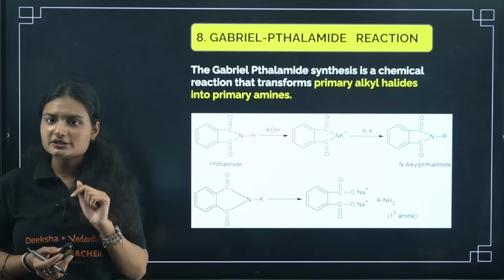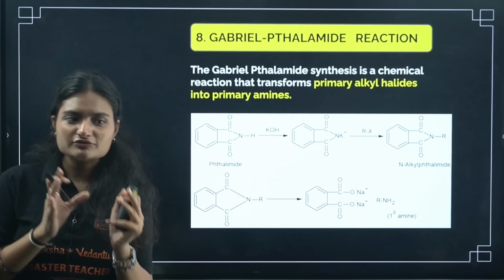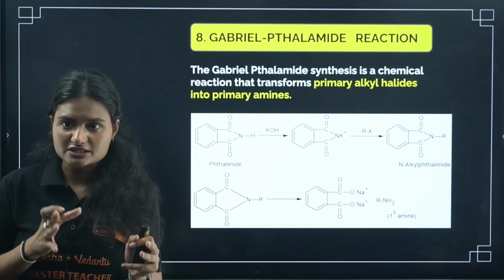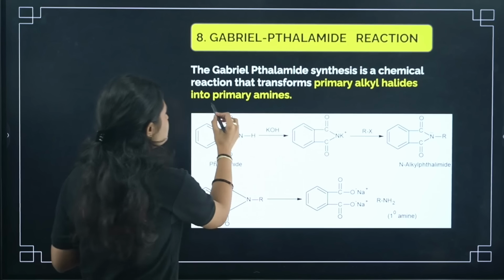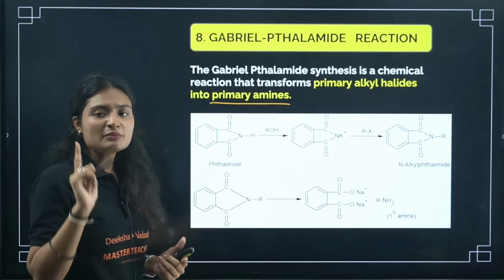Okay, next reaction is Gabriel phthalimide synthesis. It is an important method for preparation of primary amines. Remember it, we synthesize primary amines using that. We take phthalimide, remember the reagent.